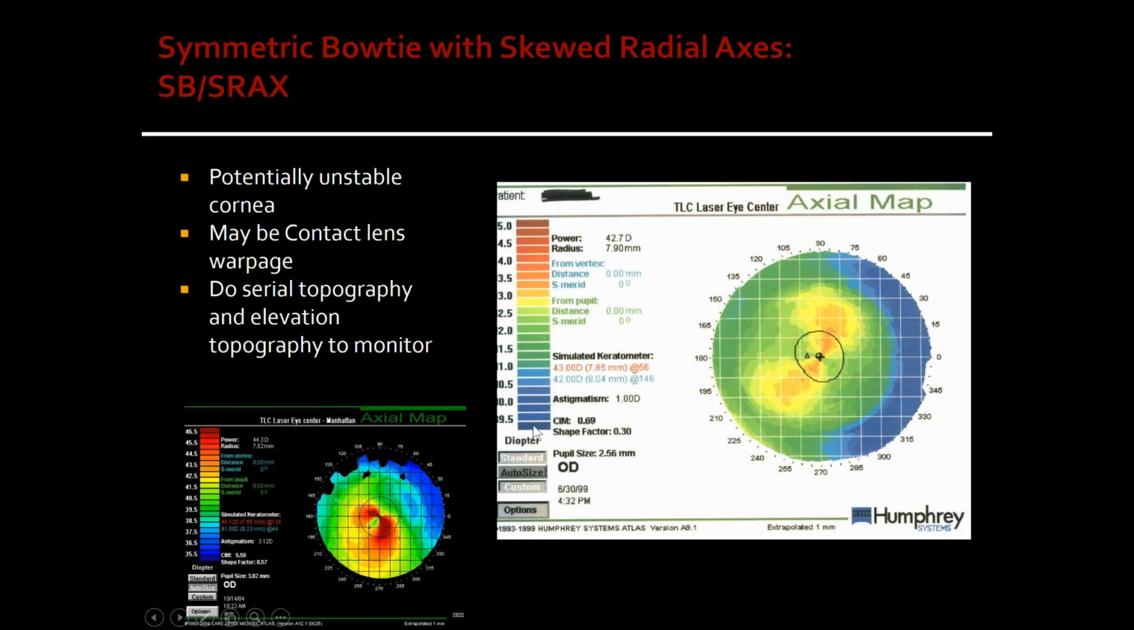But the other thing to keep in mind is to rule out contact lens warpage. This patient on the upper right-hand side actually turned out to be a patient with contact lens warpage from soft lens overwear. And once the lenses were discontinued, the topography normalized. So doing serial measurements is very helpful in making the differential diagnosis between a pathological disease like keratoconus and a warpage caused by contact lenses.